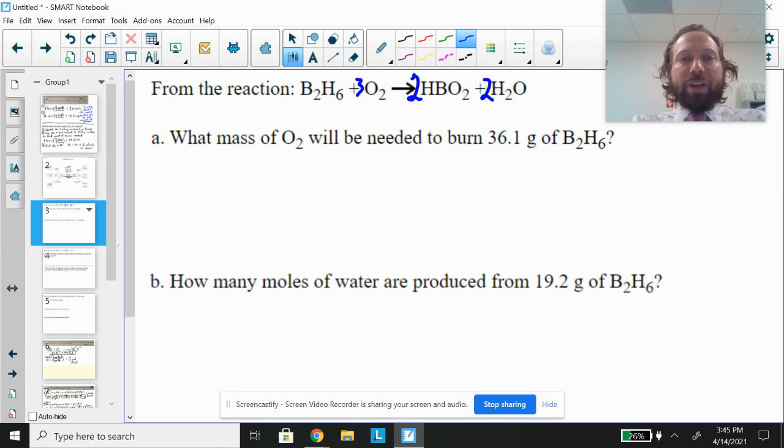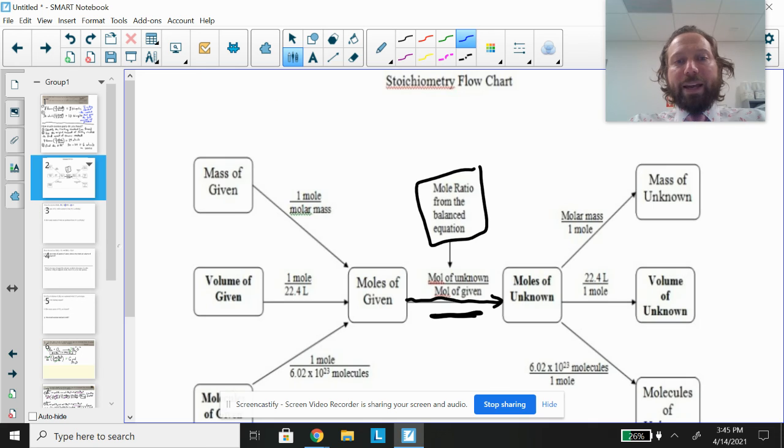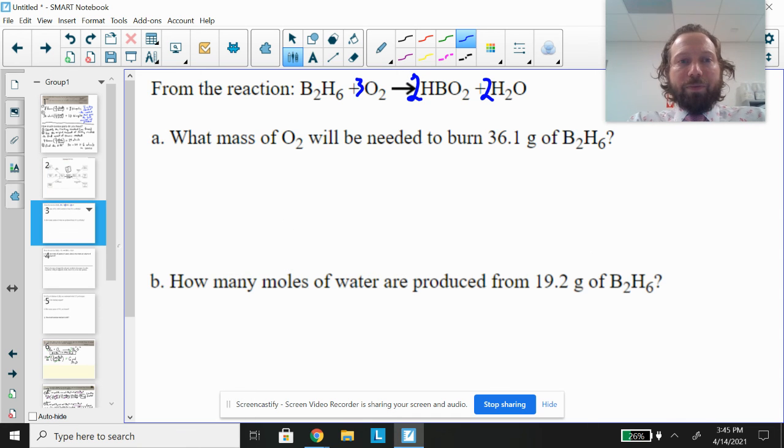Now, why is that important again? Well, again, when we have this middle step where we're using our mole ratio, we're going to use those coefficients to create a ratio to jump from the moles of one known substance or given substance to the moles of the unknown.